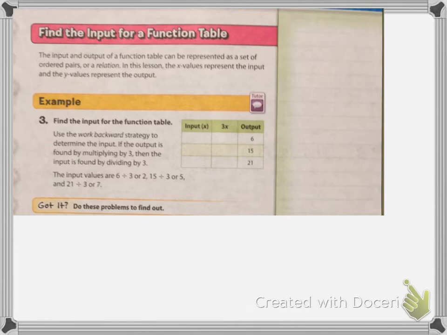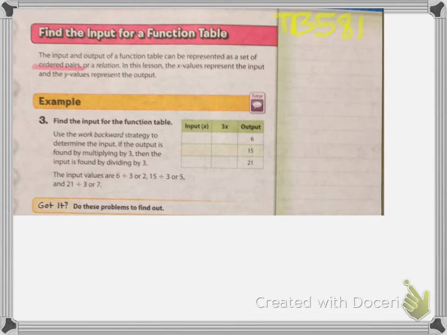All right, so now we're on textbook page 581. Let's go ahead and change that to a different color really quickly. All right, so now we're on 581, and it says the input and output of a function table can be represented as a set of ordered pairs.